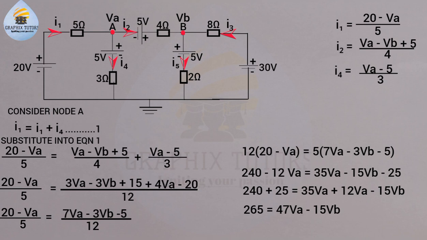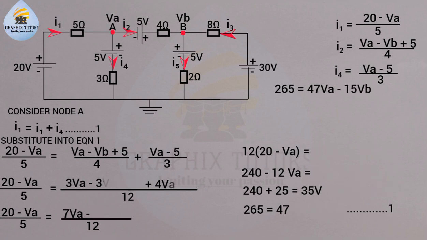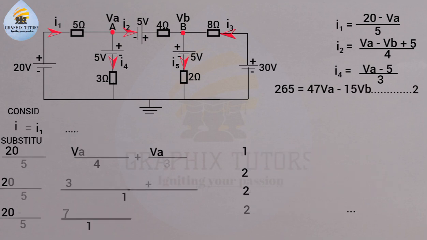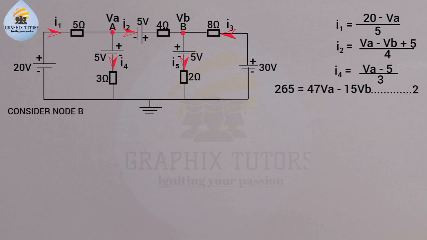15VA. Is that okay now? 15VB. So I'm going to term that my equation 1. Is that okay now? Since we've done that, we'll move to the next node. We'll now see that at node B, we'll do the same thing. If you check node B now, I'm going to put my equal sign here.